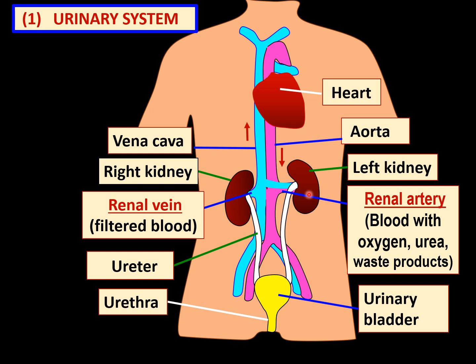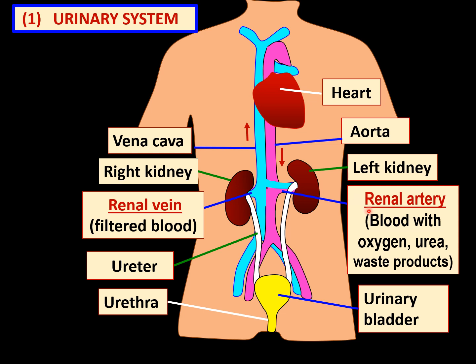So what about the blood circulatory system here in the urinary system? Start off with the aorta. Aorta transports the oxygenated blood from the heart, and then aorta branches to form the two renal arteries, one on the left side and the other on the right side. The one on the right side is hidden. Right, so this pink one.